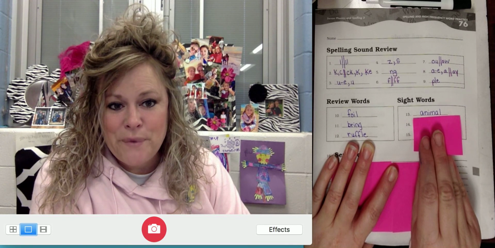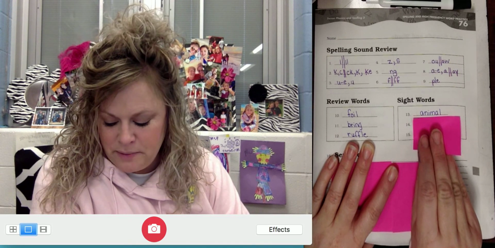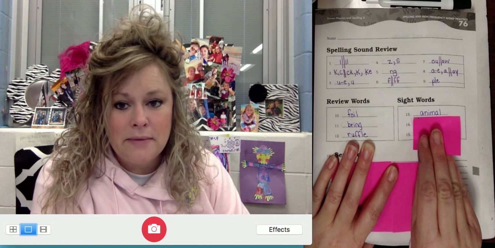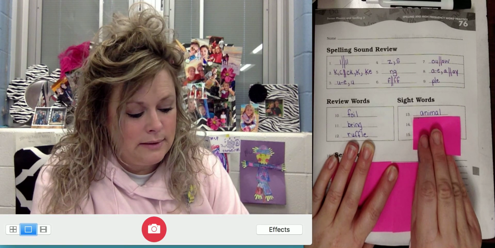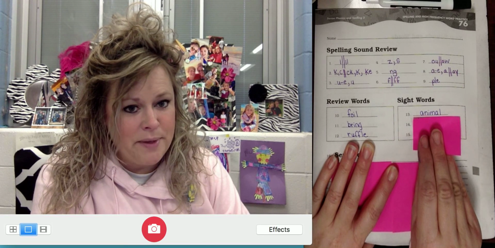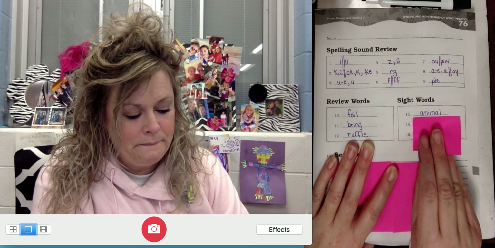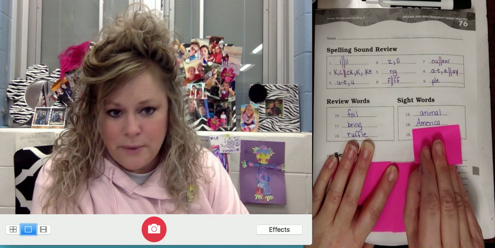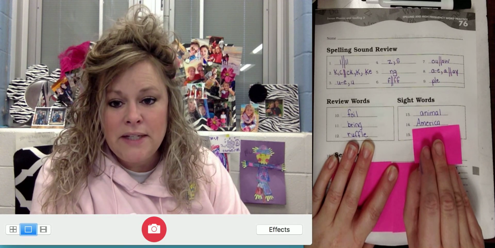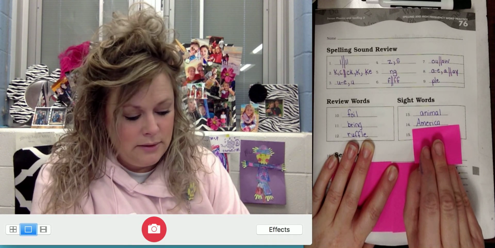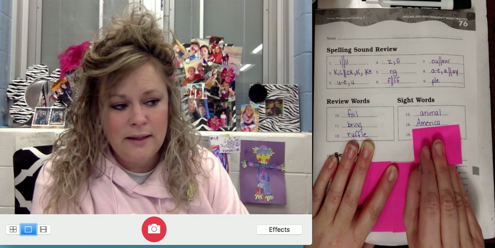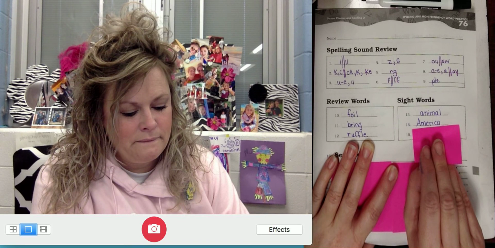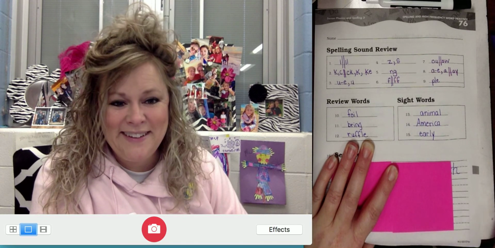And number 14 is America. Repeat, America. Now that's a proper noun. It's the name of a specific place, so it needs a capital A. Check with mine. Always pause if I'm going too quickly. Number 15 is early. Repeat. Good, early. And then check with mine.